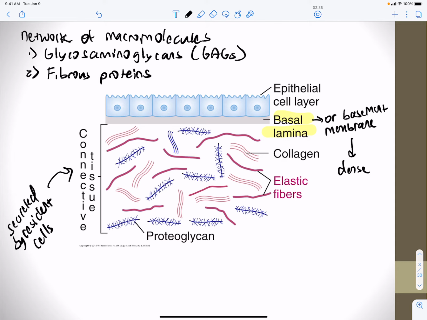So it's not going to allow for as much flexibility as your other connective tissues. And usually it's going to be right under your epithelial and endothelial cells. And they also surround muscle cells, Schwann cells, and their goal is to protect against mechanical stress.